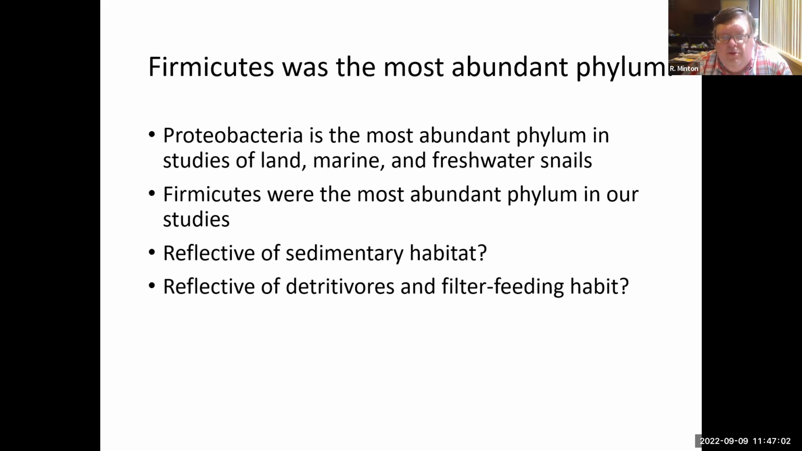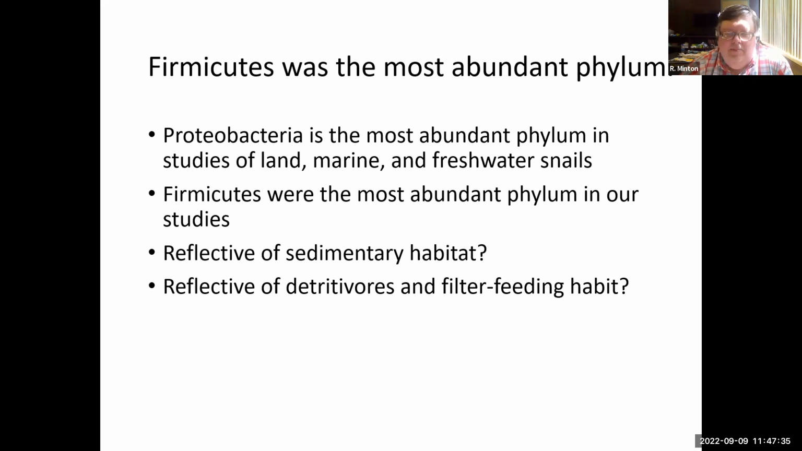So one of the first things we saw was that Firmicutes was the most abundant phylum in both species. This was surprising because proteobacteria, that phylum, is usually the most abundant phylum in gut microbiomes of land snails, marine snails, freshwater fish, marine fish, pretty much all gut microbiomes of things that live in water are dominated by proteobacteria. Ours were dominated by Firmicutes.